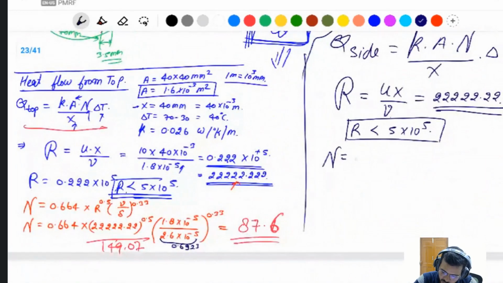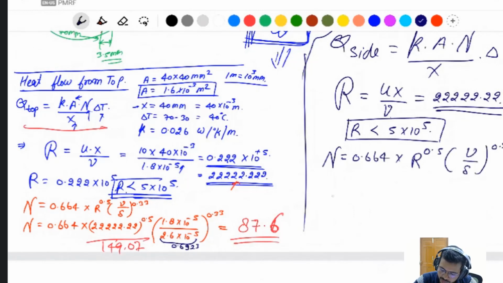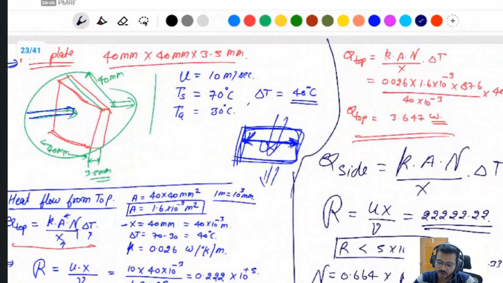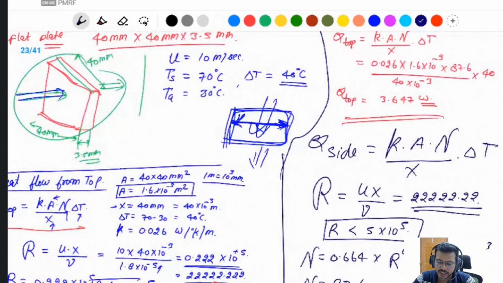Use the same formula, 0.664 into Reynolds number to the power 0.5. Del will be the same. Then for all, the formula will be the same, and the Nusselt number will also be the same. 87.6 will not change. If the dimension changes, like talking about the cylinder and other dimensions, in that condition the x value will change, area will change, then the Reynolds number also changes.